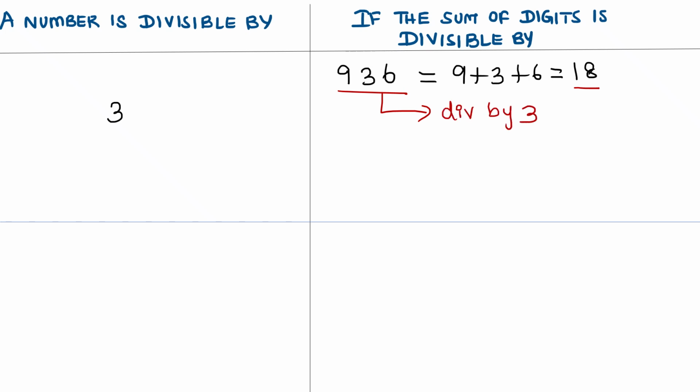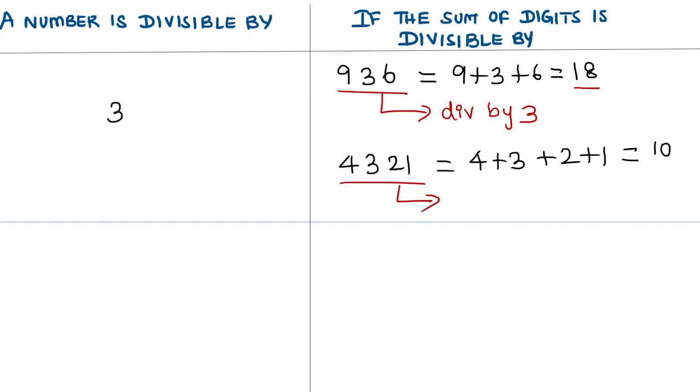Now let's take the other example, 4321. I'm going to take the sum of the digits: 4 plus 3 plus 2 plus 1. I will get 10. Now 10 is not divisible by 3. Therefore, the whole number 4321 is not divisible by 3, I can tell. So now you understood the divisibility rule of 3.